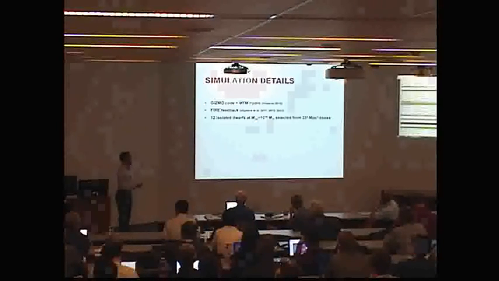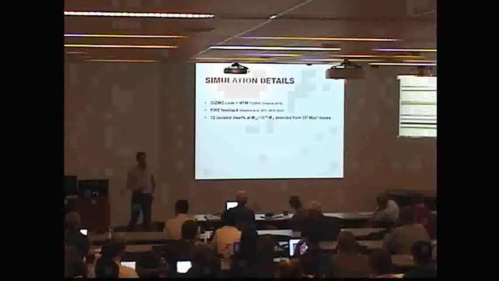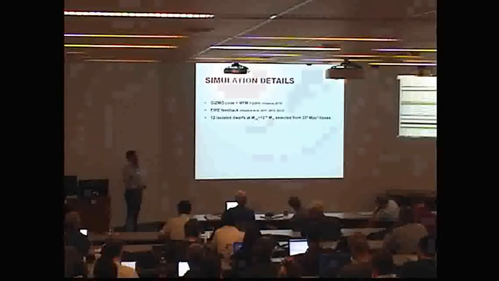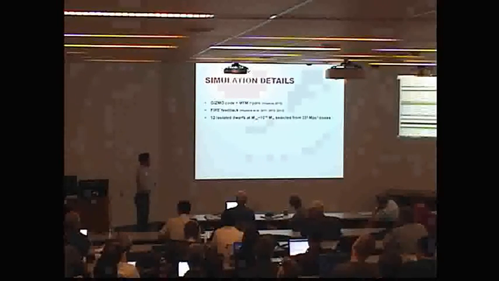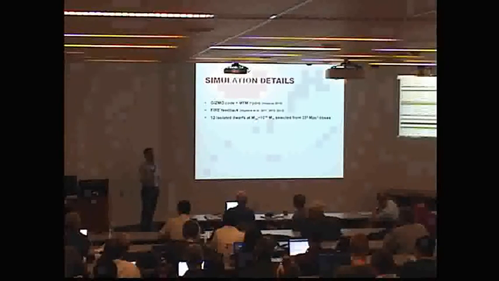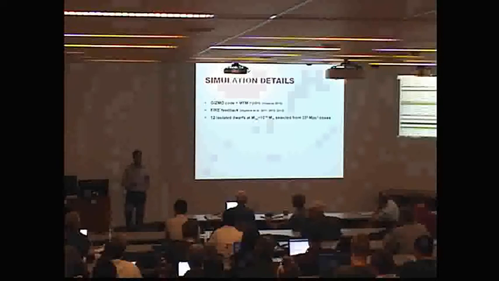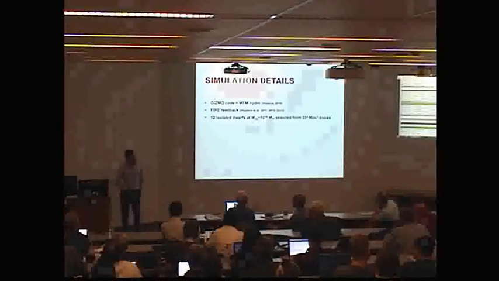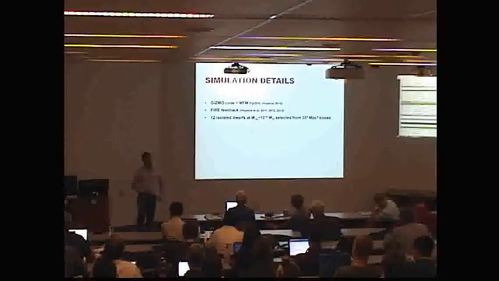And so I've simulated 12 isolated dwarfs with a virial mass of 10^10 solar masses. This was run with the Gizmo code in the meshless finite mass hydrodynamical implementation. This was run with the FIRE feedback scheme to simulate all of the baryonic feedback, stellar formation, etc. And these were all selected from 35 megaparsec boxes, 35 megaparsecs on each side.